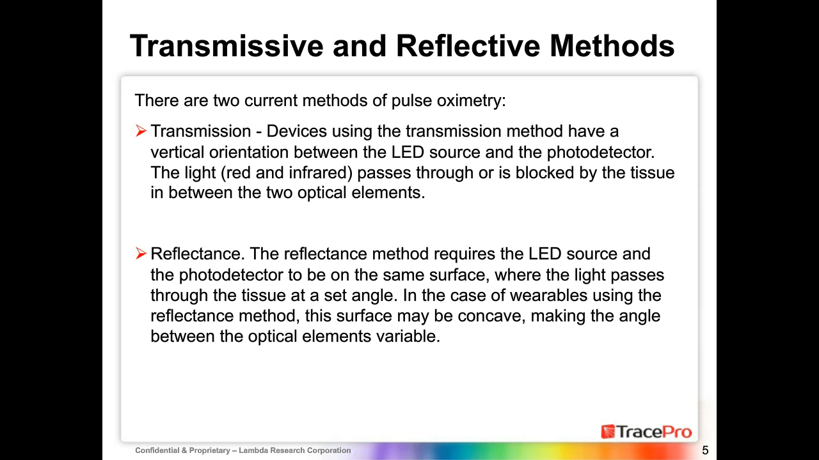This light gets passed through the tissue, and at the end we measure it with the photodiode in terms of the signal. In reflectance, it's a little bit different. The LEDs and the photodiode are on the same surface, and light passes through the tissue in a banana-shaped trajectory that goes into the tissue and then comes out, so that you can get the oxygen content and the absorption as the light goes through, and then it gets measured by the photodiode. In the case where you're using a wearable in the reflectance method, the surface may be concave, making the angle between the optical elements variable. And this has to be taken into consideration as well.